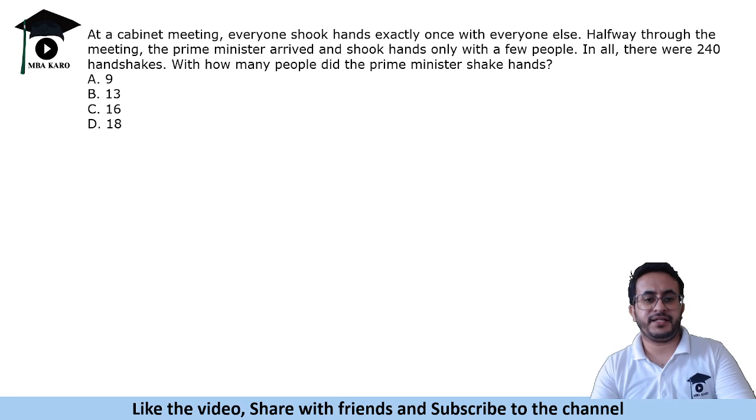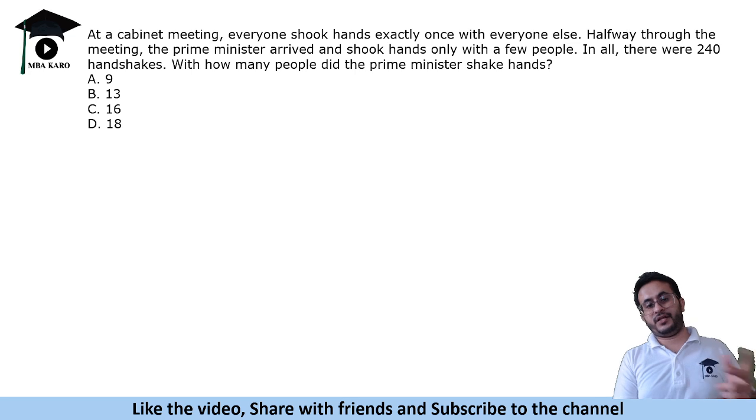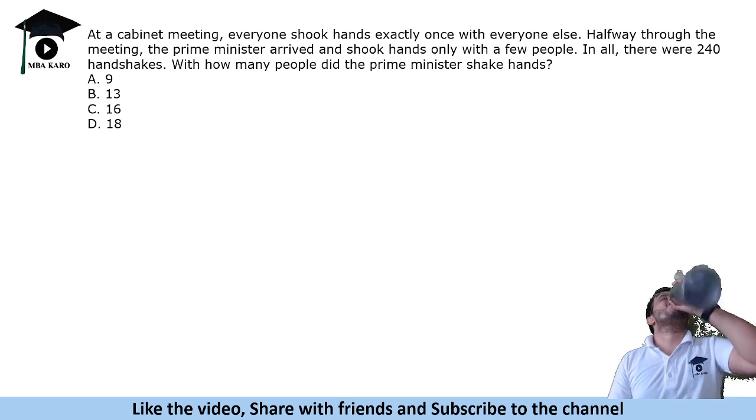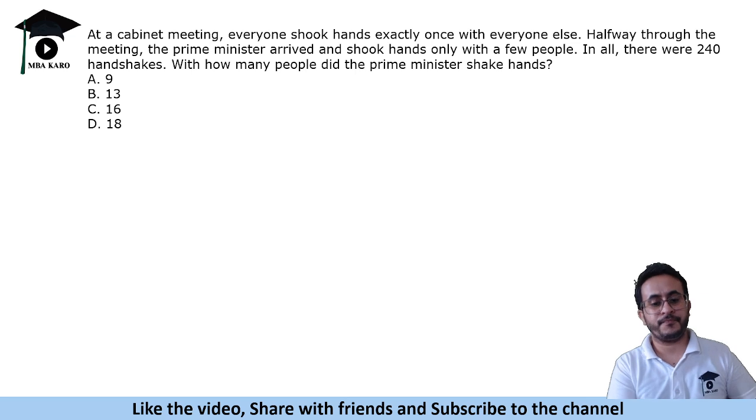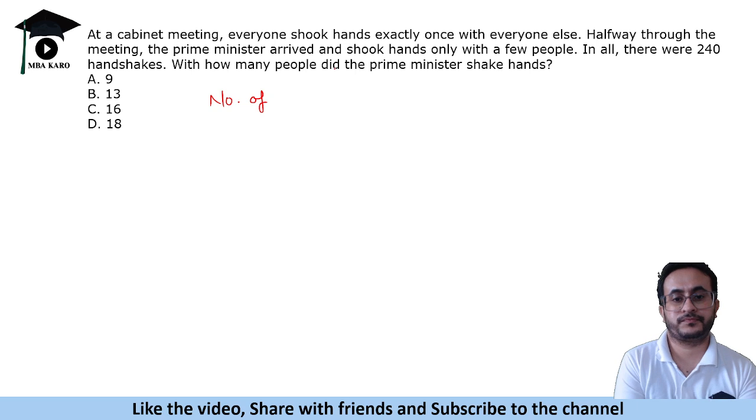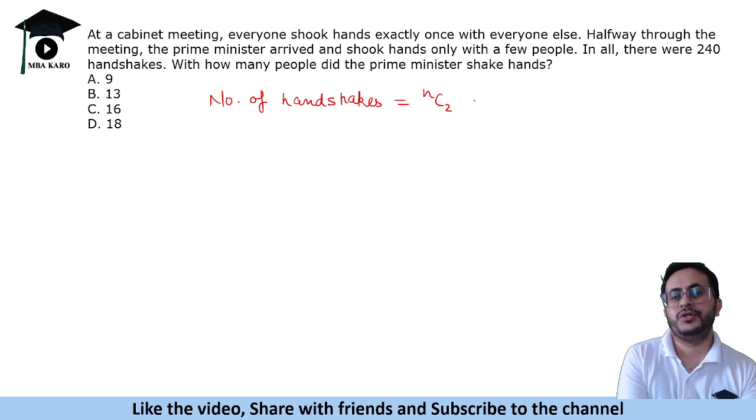Now what happens in a handshake is, if there are 2 people, there will be 1 handshake. So basically a handshake is a selection of 2 people. If there are 10 people, you select 2 people, and any 2 people selected will have 1 handshake. So the number of handshakes is equal to nC2, which is n(n minus 1) upon 2, right?